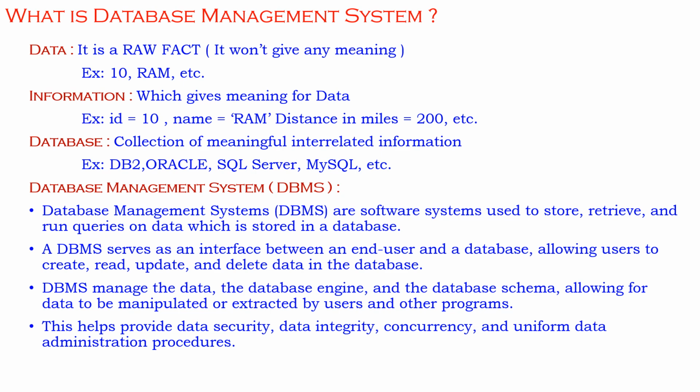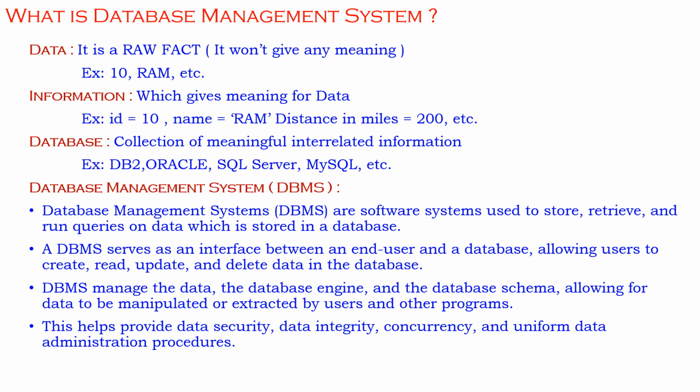Similarly, let me say a department has a student database, a faculty database and a course database. All these are interrelated, containing information about a particular department in a university. All these are interrelated with each other. Then that collection of meaningful interrelated information is called a database. Practical examples of real databases are DB2, Oracle, SQL Server, MySQL, etc.